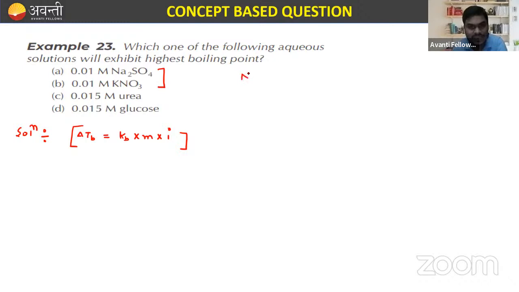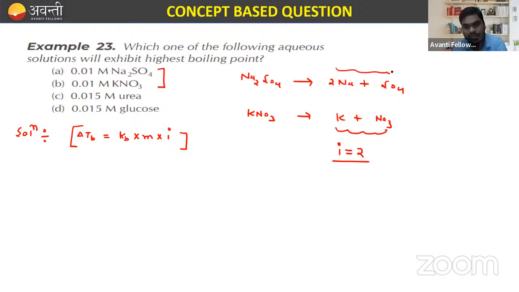We know that Na2SO4 dissociates to give 2Na+ and 1SO4 2-, right? In case of KNO3, KNO3 dissociates to give K+ and 1NO3-, right? So here i is equal to 2. And here, if I assume 100% ionization takes place, i is equal to 3. So here the number of particles is more as compared to KNO3, and both have the same concentration, that is 0.1 molar and 0.1 molar.